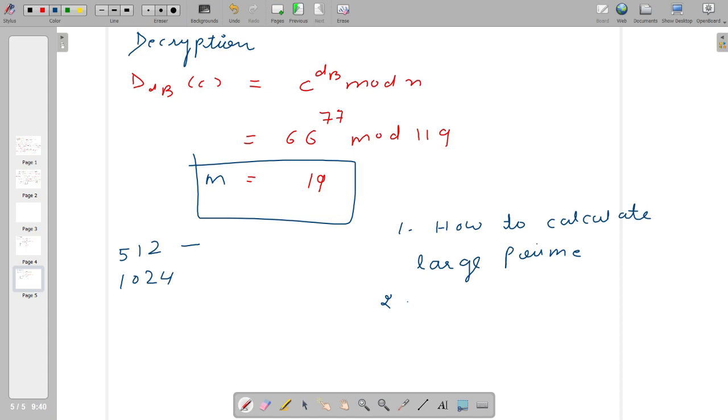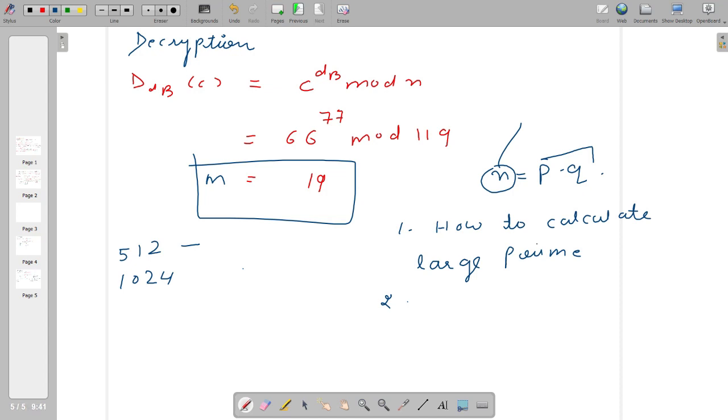This is an issue because we need to calculate n. Why do we need large primes? Because we need to calculate n is equal to p into q, and this should be a hard problem, to find p and q from n, because n is public and p and q are private. So this should be hard to find the values of p and q with the help of n. That's why we need to choose large primes.